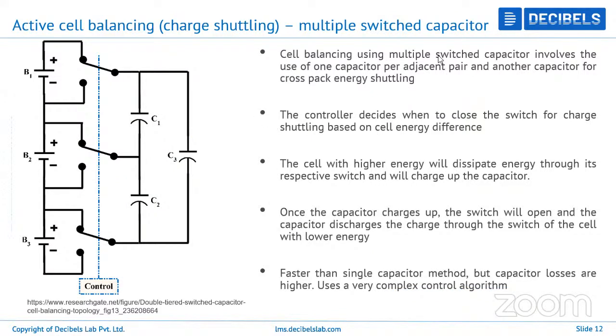One major advantage is that it is much faster than the single capacitor method. So there is not much waiting time in case multiple cells have to be balanced. In case B1 and B2 are undergoing balance and B3 also has to undergo balance, then immediately the MOSFET will open up for C3 and balancing can be accomplished through here. So this is with respect to multiple switched capacitor.